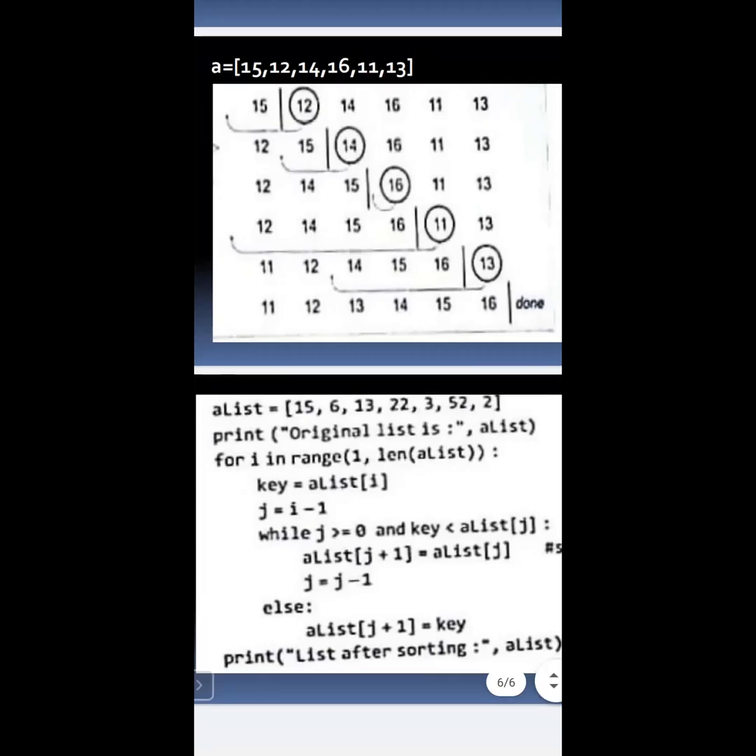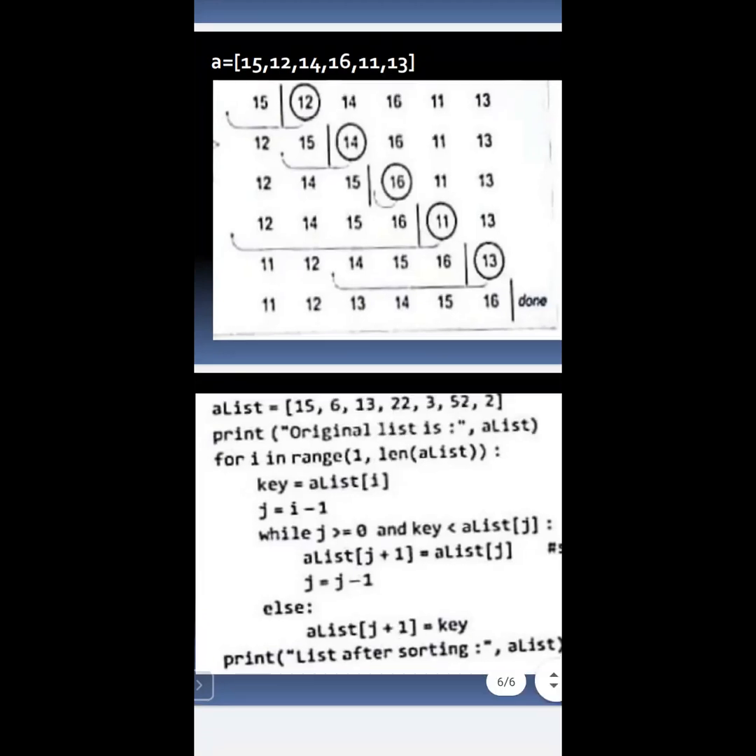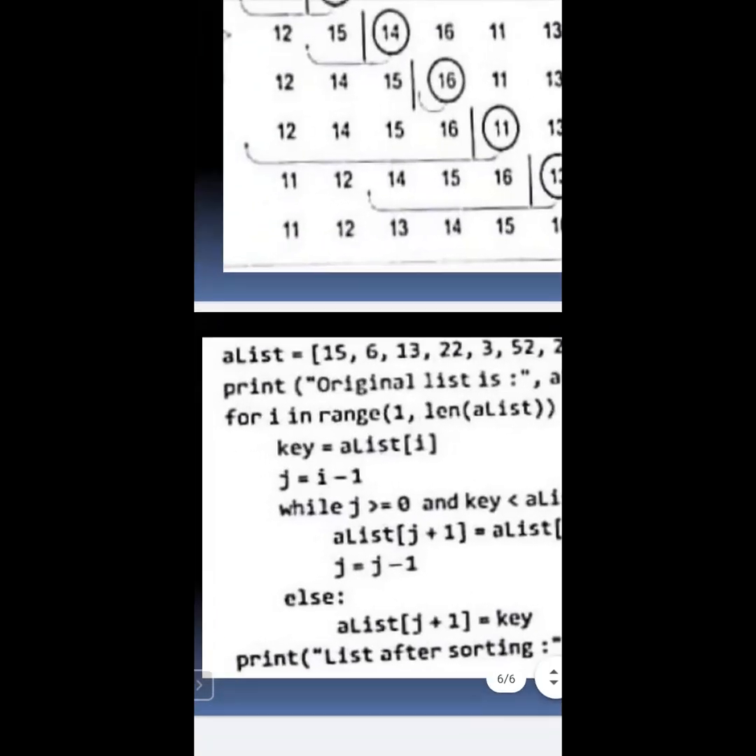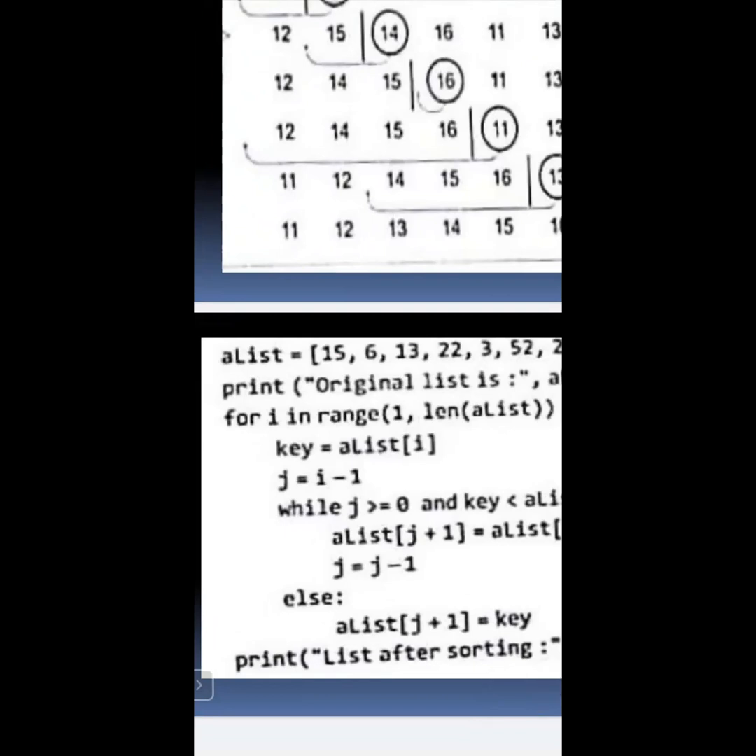So what is the len of the list? Len of A list is what? 7, sir. 7. So len of A list is 7. Then they are asking to print the original list, so the original list will be printed. And next, you see the third line of this program: for I in range of 1 comma len of A list. We already know the len of A list. We can store it in a separate variable also. Nothing wrong in it. So 7 will be there.